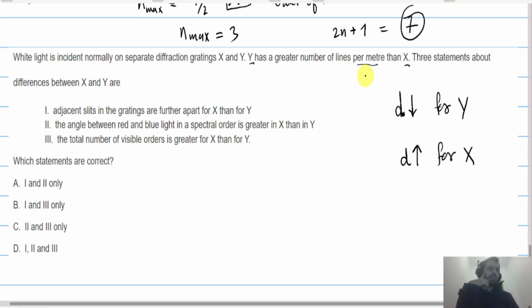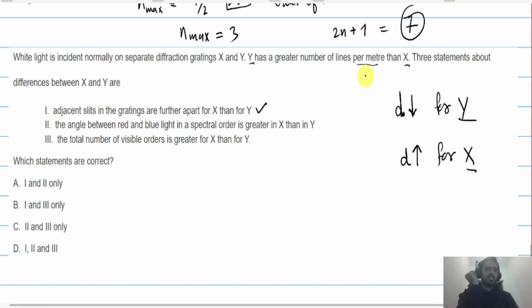Now the question is that 3 statements about differences between X and Y are given. Which statements are correct? The first statement is adjacent slits in the gratings are further apart for X than for Y, which is true because if the slit separation is small or width of individual slit is smaller, the slits will be closer to each other for Y, but for X, since the width of the slit is large, the slits will be farther apart. So this statement is correct.